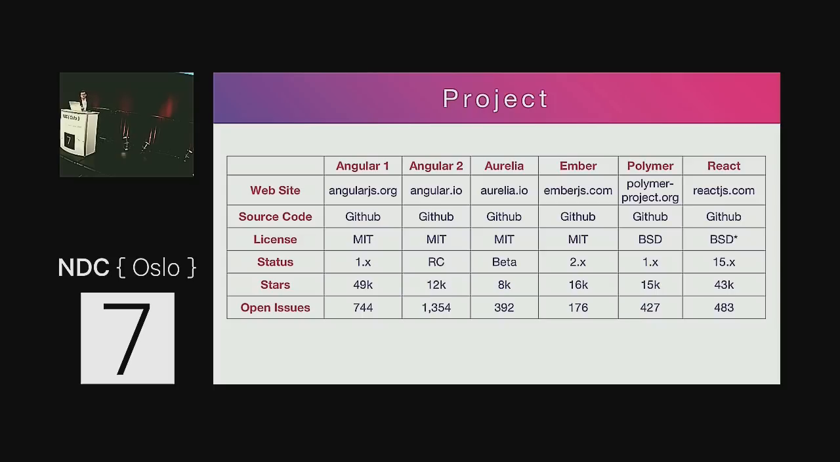With Aurelia, we're in beta, but we've been in beta for 6 months with a stable API for 6 months. So we're not RTMing yet, but it's more stable than some RTMs.